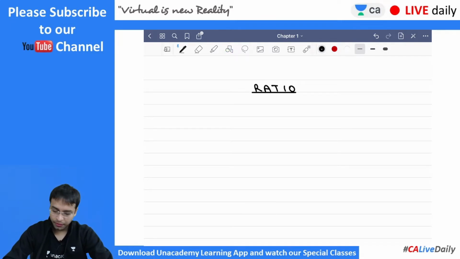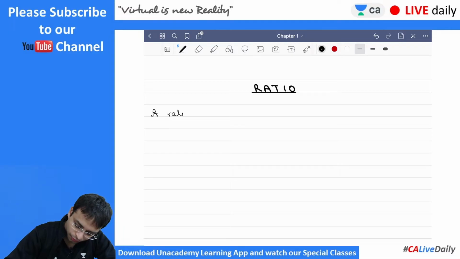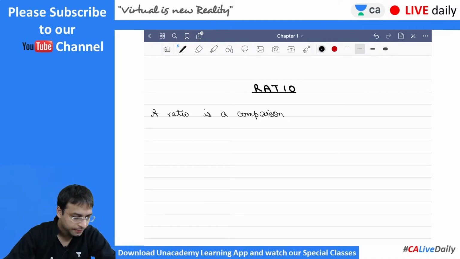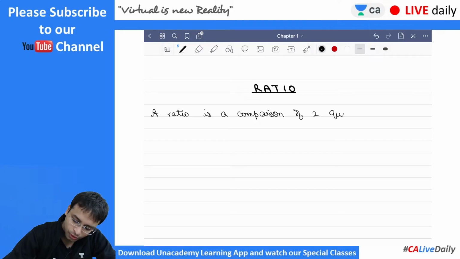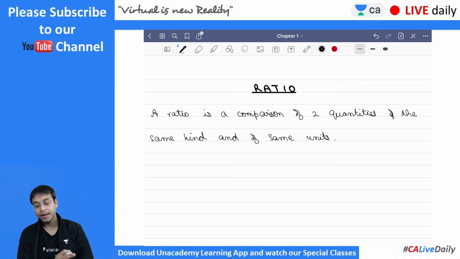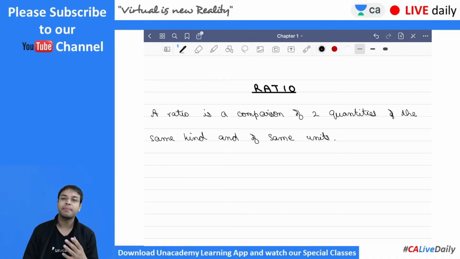All right, write down. A ratio is a comparison of two quantities of the same kind and of the same units.